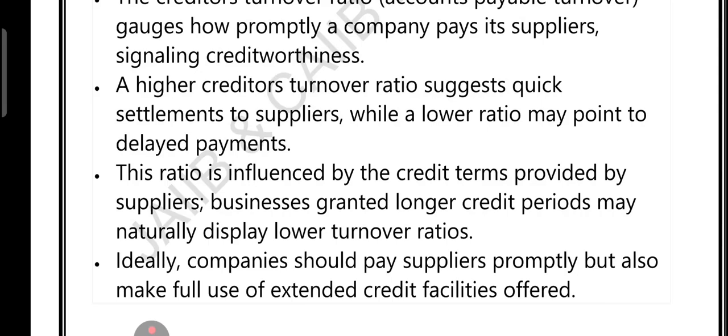But remember, this depends on the credit term. If the supplier gives a long payment period, this ratio may naturally be lower. So pay your supplier on time, but also utilize the full credit period offered. This helps with better cash flow management, right?